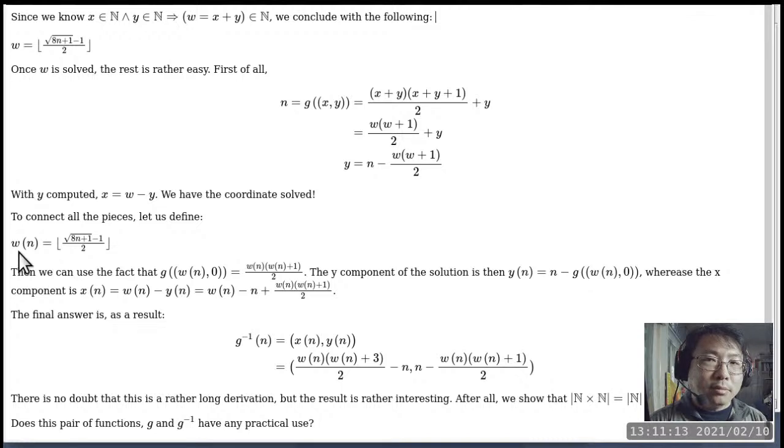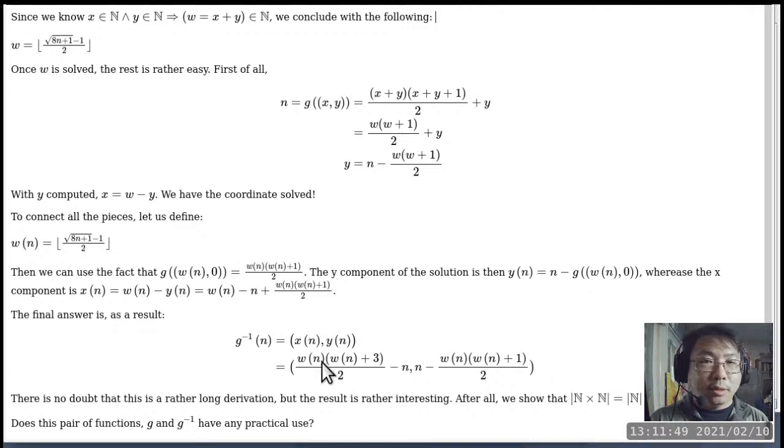So in the end, when we are all done with all this derivation, instead of using w as a variable, w becomes a function. If you give me n, which is the natural number of a particular pixel, w as a function is really just applying the root of the quadratic equation. Once we figure out w, we can figure out y, and once we figure out y, we can figure out x. So in the end, the inverse function of g, the g inverse, if you give me a natural number, is really just boiling down to this.